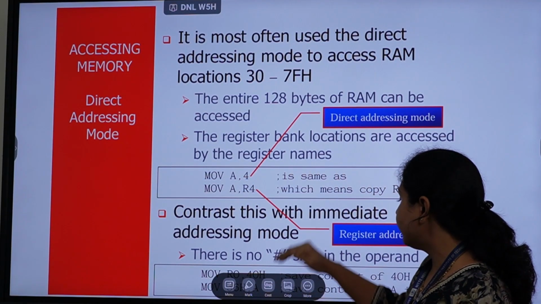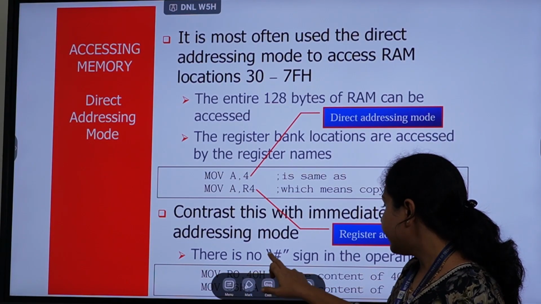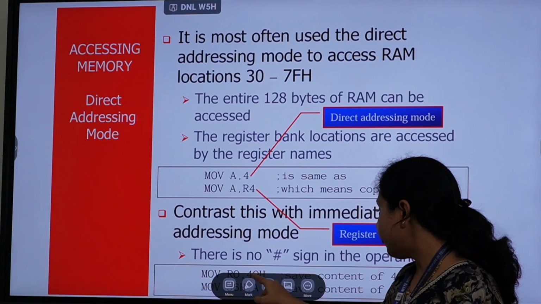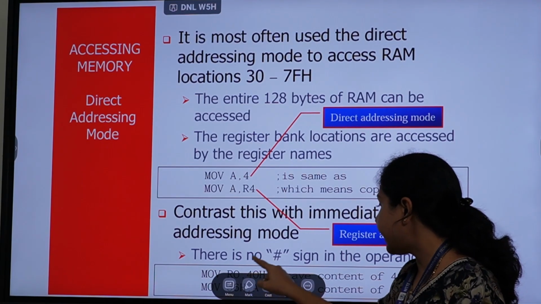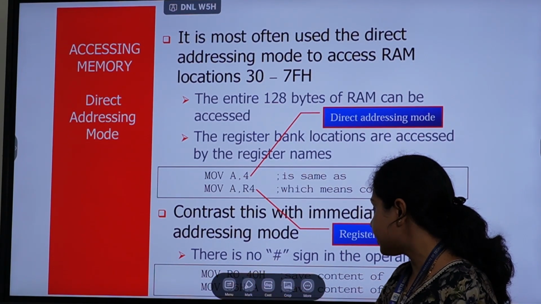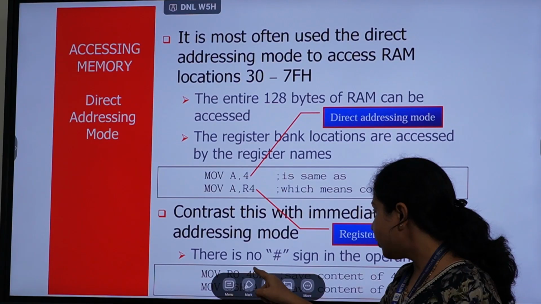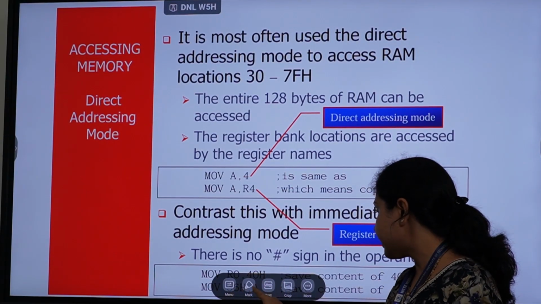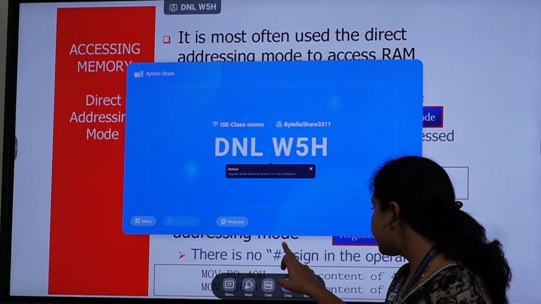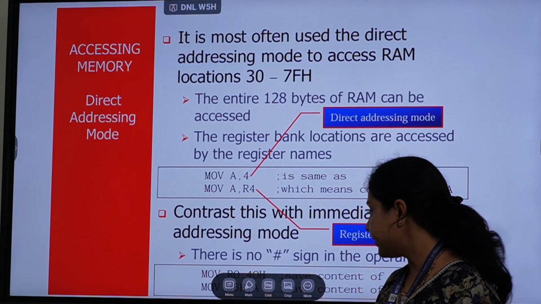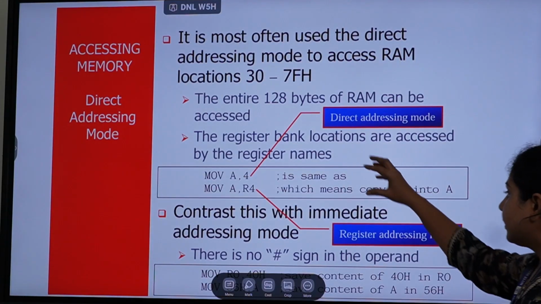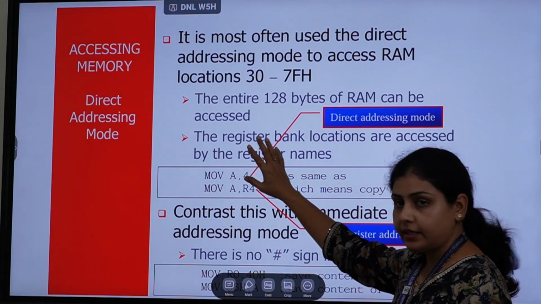So in direct addressing mode, we just have to specify the address of the memory. See, MOV R0, 40H. Here 40H is the direct address which is specified in the instruction itself. So here the source operand is the direct address. In the next instruction, MOV 50H, A. Here the destination operand is the direct memory address. So in direct addressing mode, we are using the address of the memory in the instruction itself.